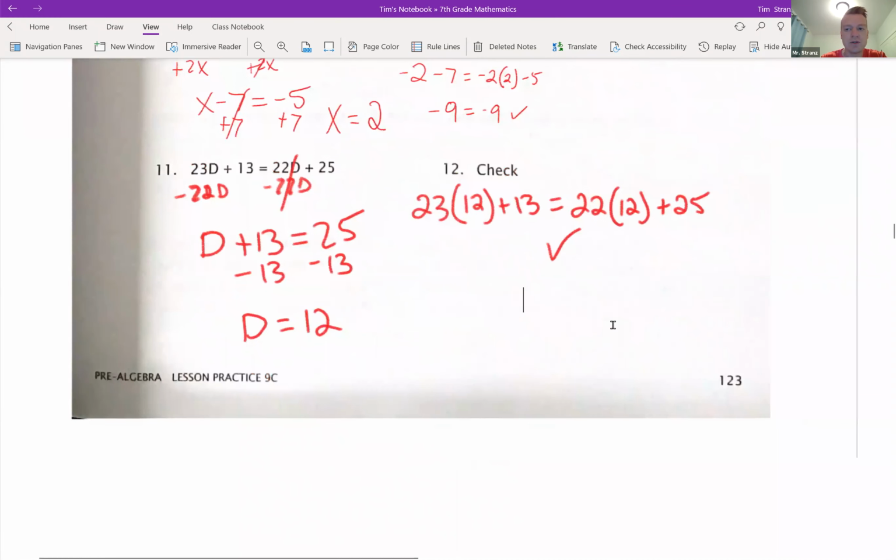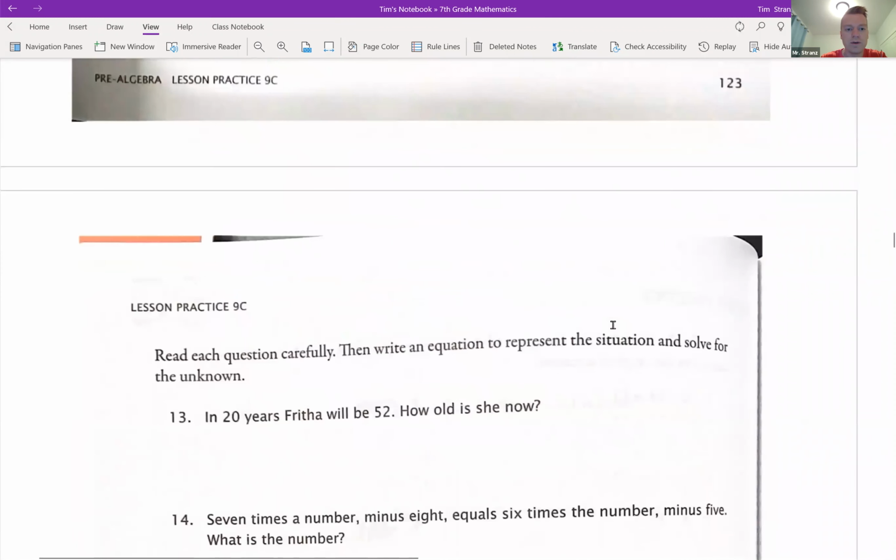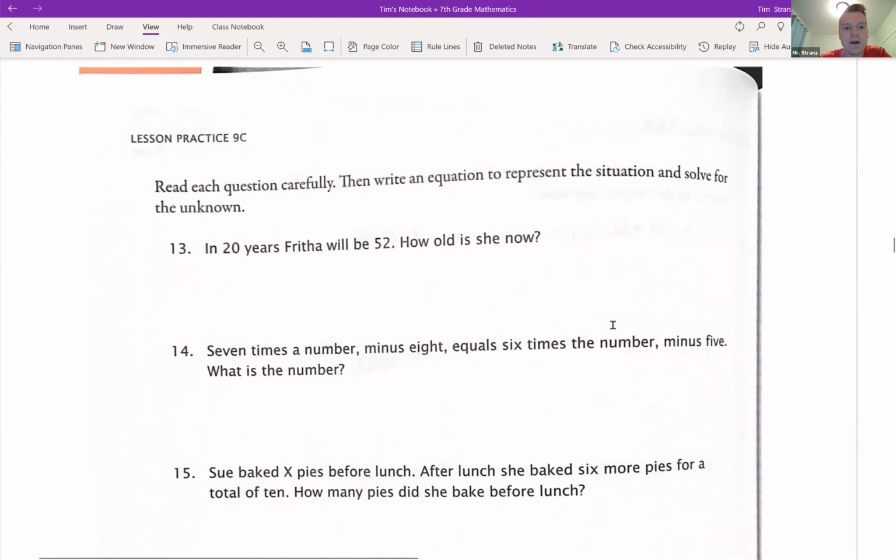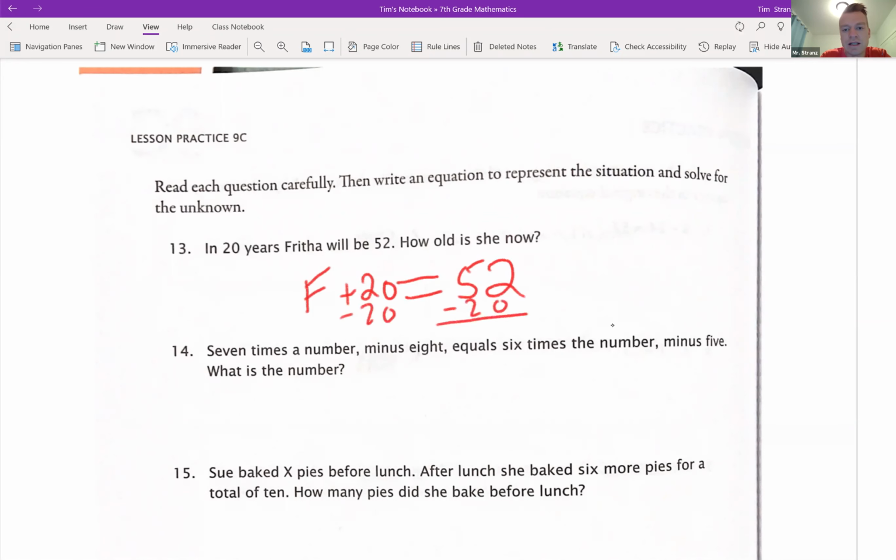If we scroll down to page 124, in 20 years, Frida will be 52. How old is she now? So in 20 years, she will be 52. Her age, which we don't know now, I'm going to call F, plus 20, she'll be 52. So if I subtract 20 from both sides, 32 is her age right now.